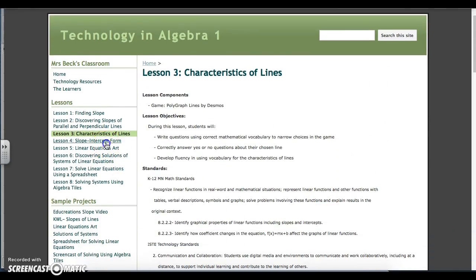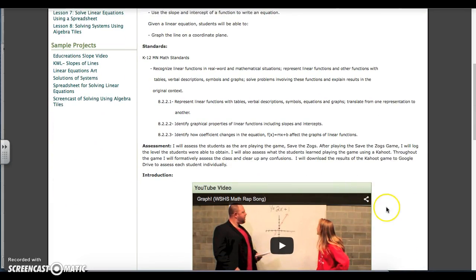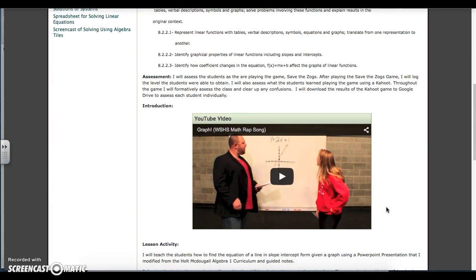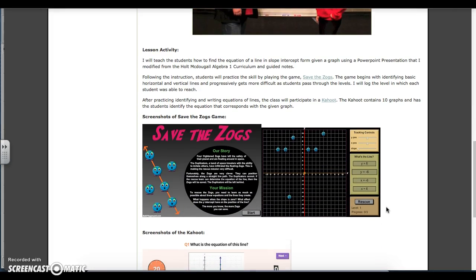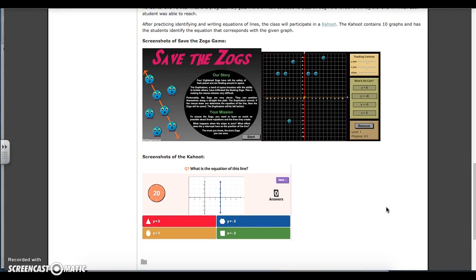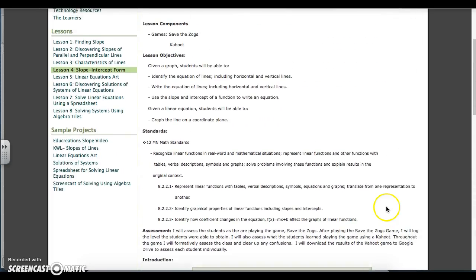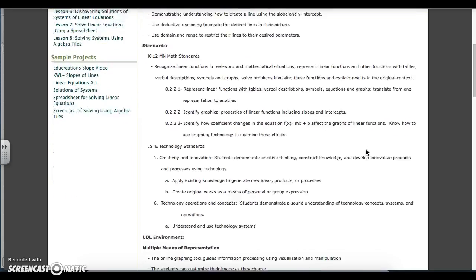The fourth lesson is really getting the students to learn about the slope-intercept form, how it is used to graph, what it looks like, the different characteristics. It is introduced using a song on YouTube, and then they are practicing this concept using 2 different games called Save the Zogs as well as Kahoot. Each of these games gives students feedback and a lot of practice using this concept so that they can attain mastery of slope-intercept form.